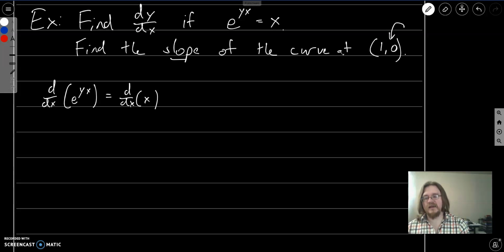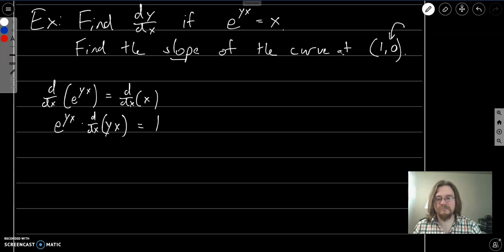On this left-hand side, I have an exponential function, base e. These are the easiest functions to take the derivative of. It's just itself. Except for the fact that it's not just e to the x, but e to an entire function. So I have to use the chain rule, and I have to take it times the derivative of what's on the inside. And the inside here is yx. I want the parentheses around this. So it's e to the yx times the derivative of what's up top. And here, the derivative of x with respect to x is always just 1.